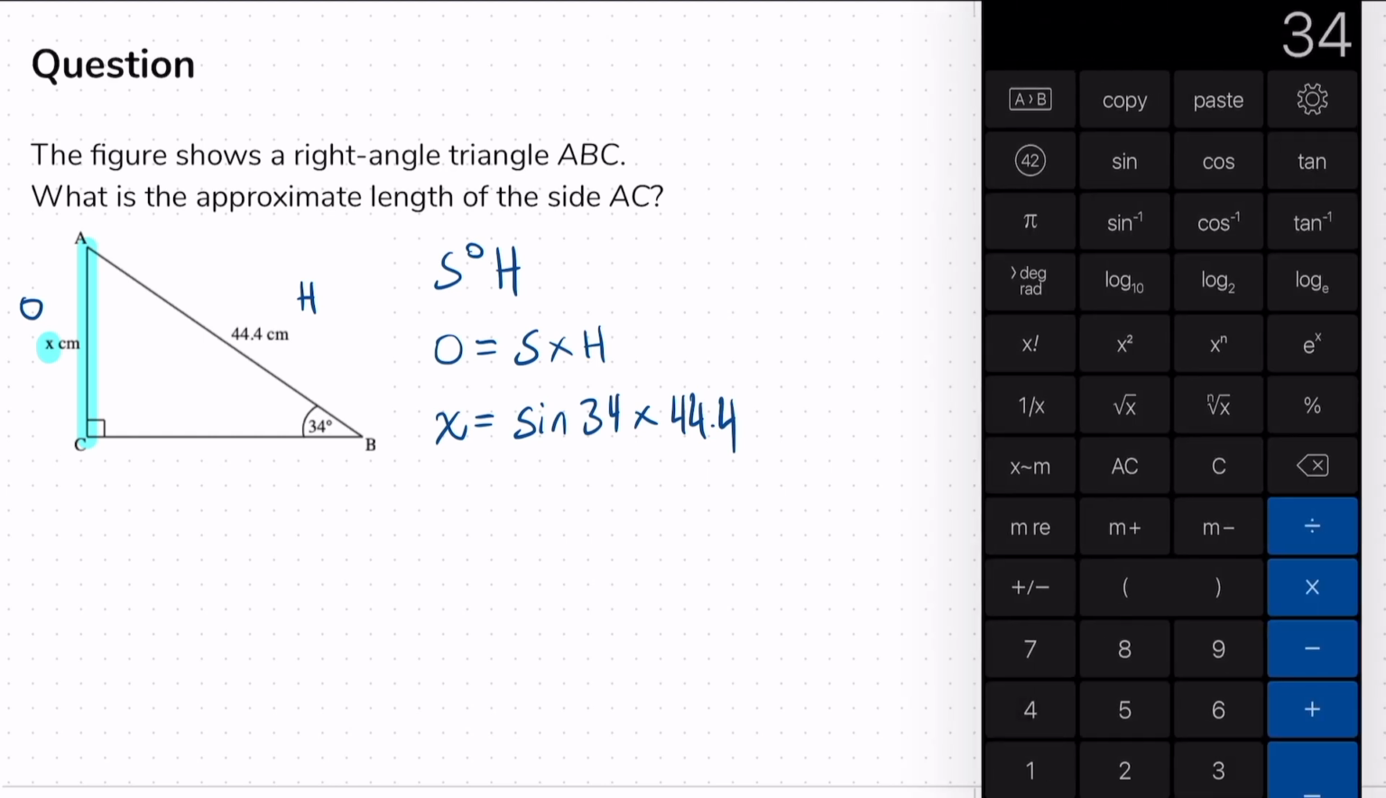So 34 sine, now it's going to be different in your calculator. Remember how you do this? Giving me 24.83 approximately. Now if this value was higher or more than the hypotenuse, I know I've made a mistake. So at least I know I definitely haven't made a mistake in this instance.